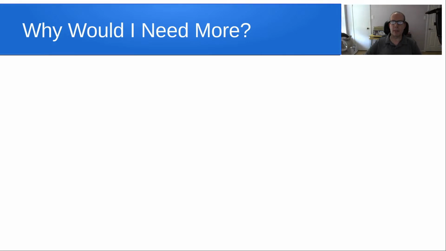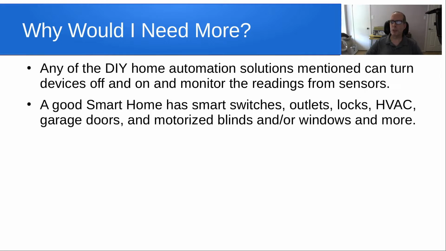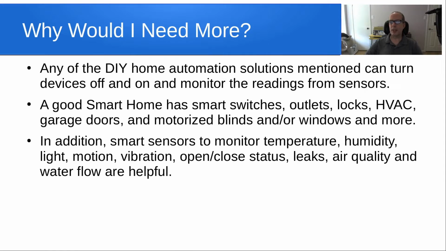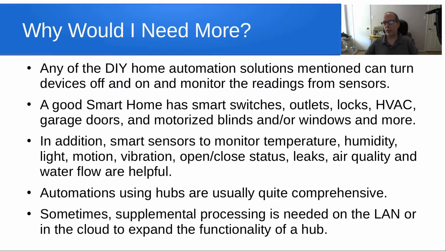So why would I need more automation? Well, any of the DIY home automation solutions mentioned can turn devices on and off and monitor the readings from basic sensors. A good smart home has smart switches, outlets, locks, HVAC controls, garage doors, and motorized blinds and or windows, and even more. But in addition, smart sensors to monitor temperature, humidity, light, motion, vibration, open-close status, leaks, air quality, and water flow are also very helpful. Automations using hubs are usually quite comprehensive. Sometimes supplemental processing is needed on the LAN or in the cloud to expand the functionality of a hub.